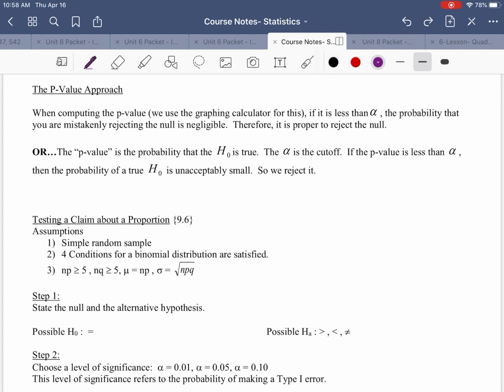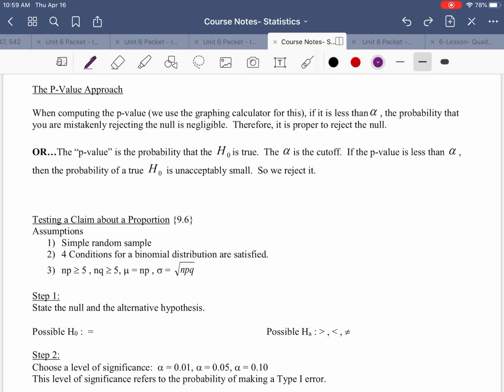It justifies the purchase. If the p-value that we come up with is less than alpha, the probability you're mistakenly rejecting the null hypothesis is negligible. Therefore, it's proper to reject a null. Again, in an example, it'll make more sense. The p-value is the probability that the null hypothesis is true.